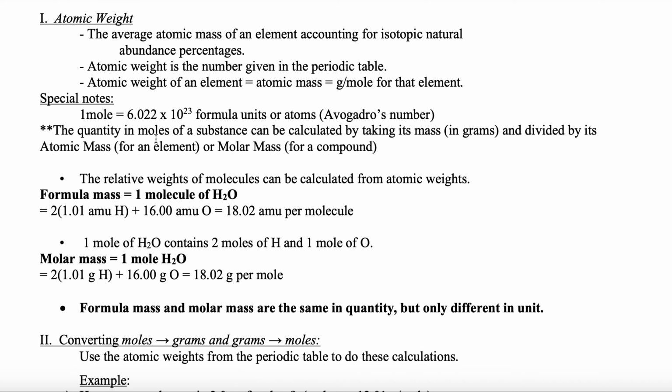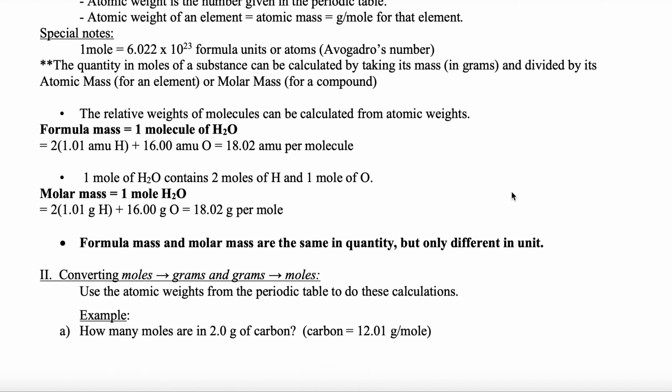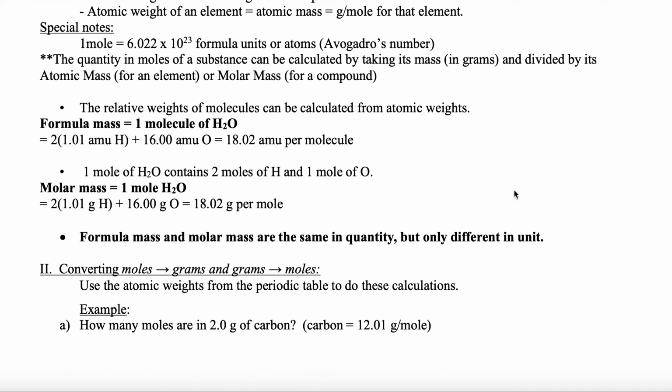Now, one way to calculate the number of moles of a substance is taking the given mass divided by the atomic mass or molar mass. So what is molar mass? Molar mass means mass per mole. Moles mean how many molecules or atoms.